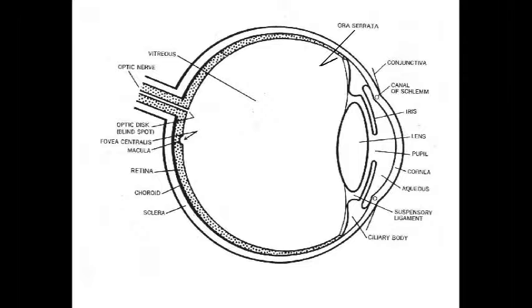Okay, ladies and gentlemen, we will now discuss the parts of the eye. First, we have the ciliary body. The ciliary body is the part of the eye that connects the iris to the choroid. It has a bunch of muscles in it that also alter the shape of the lens. This also provides what's called accommodation.